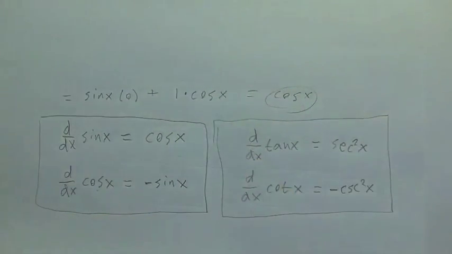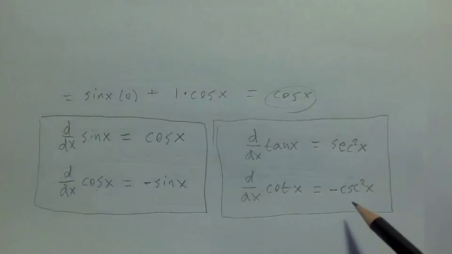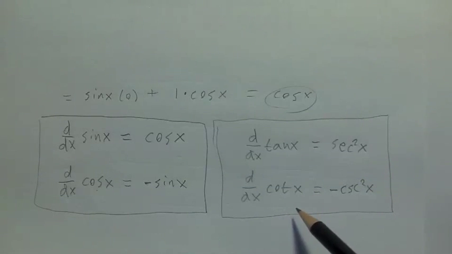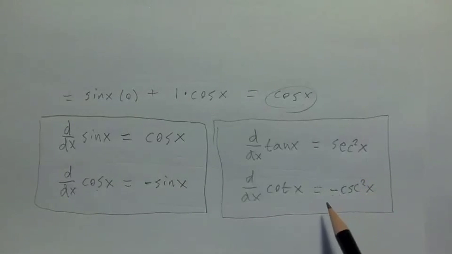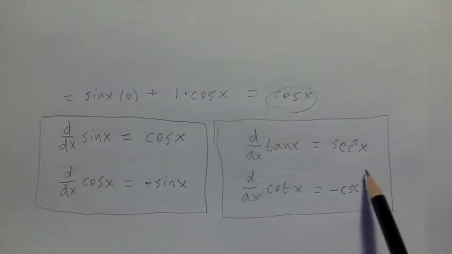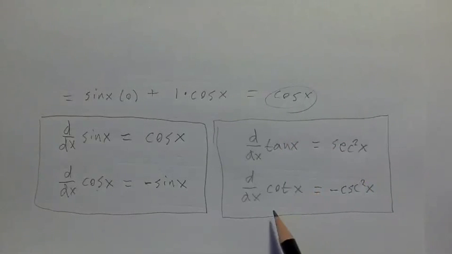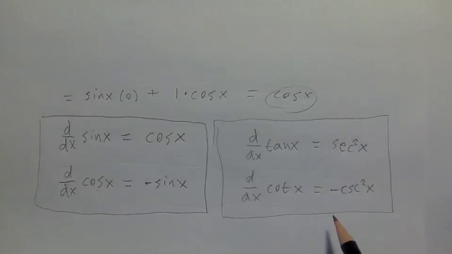And an interesting thing about these derivative rules for trig functions, the derivative of tangent is secant squared, the derivative of cotangent is pretty much exactly the same, right? Except you negate it and you change it to the cofunction, right? So the derivative of tangent is secant squared, but the derivative of cotangent will be, you negate it and change it. So it would be negative cosecant squared x.